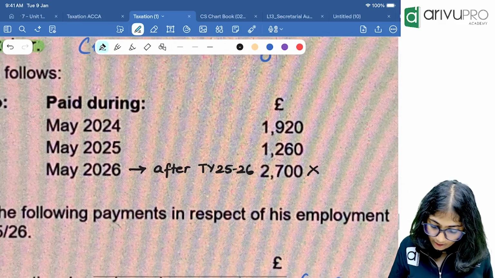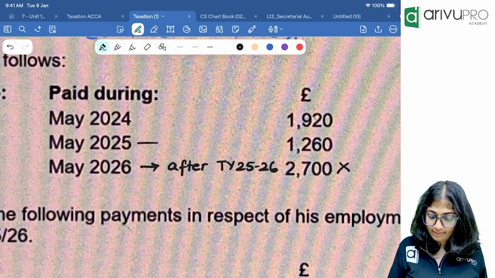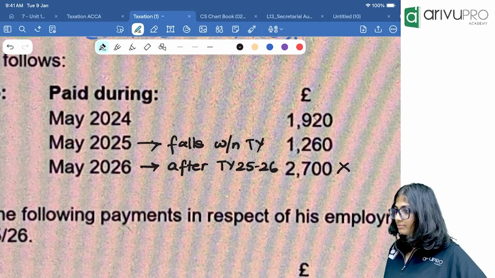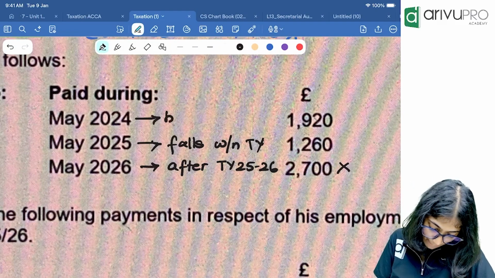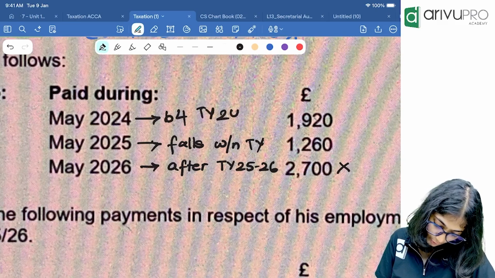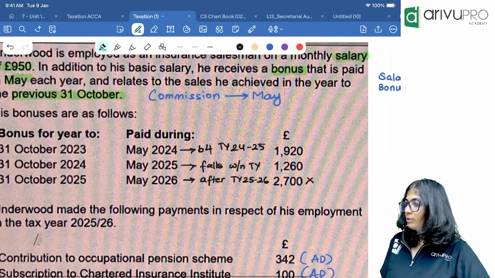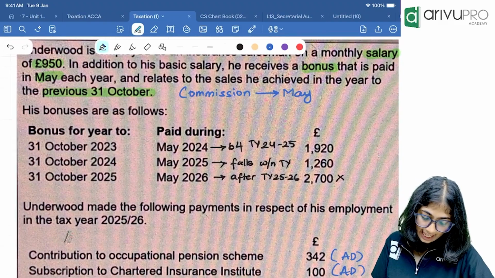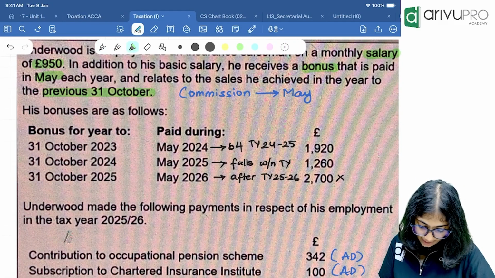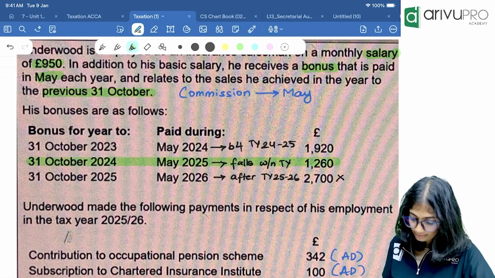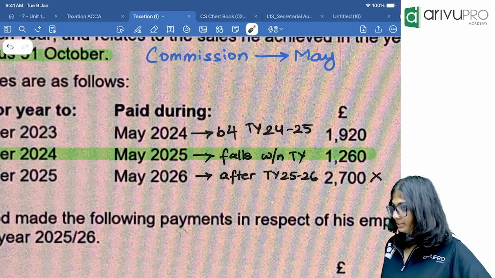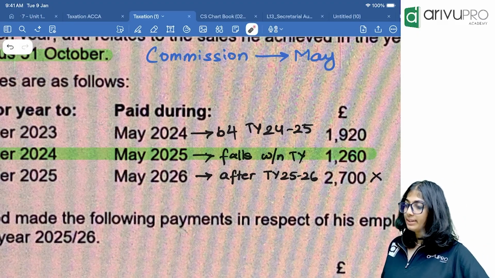Alright, so can I say May 2025 falls within the tax year? May 24 is before tax year 24-25. So now can you tell me which part is actually within our tax year? This part is within our tax year, May 2025.